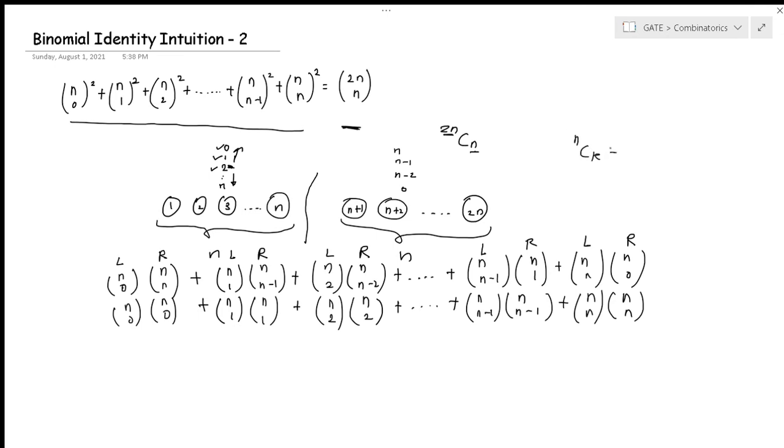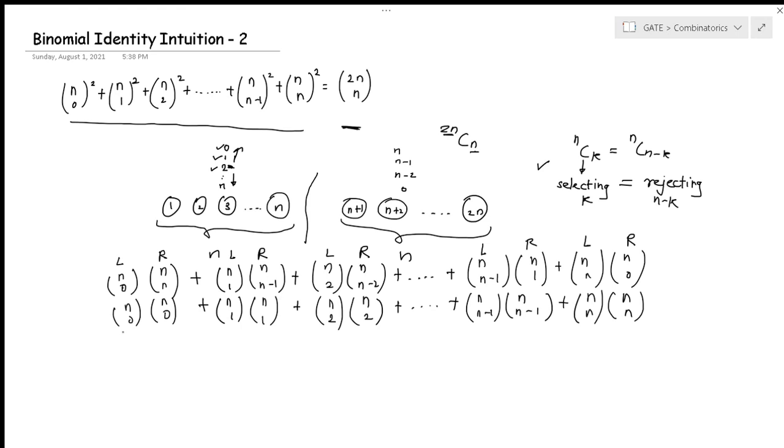Now we know that nCk is equal to nC(n minus k). What this intuitively means is that out of n, selecting k elements is as good as rejecting n minus k elements. Because if I have to choose k elements, it's as good as rejecting n minus k elements. So I hope this part has been made clear intuitively.